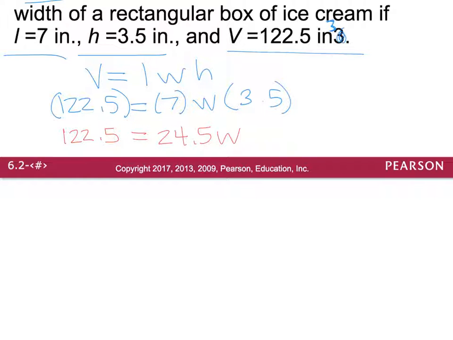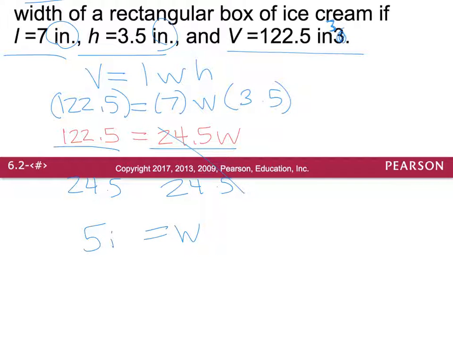And then you're trying to solve for the width of this box. So W is being multiplied by 24.5. So the opposite operation would be to divide by 24.5. So grab your calculator and do 122.5 divided by 24.5, and you'll find that the width is 5. Now remember, length, width, and height are measured in inches. Volume's cubic inches.